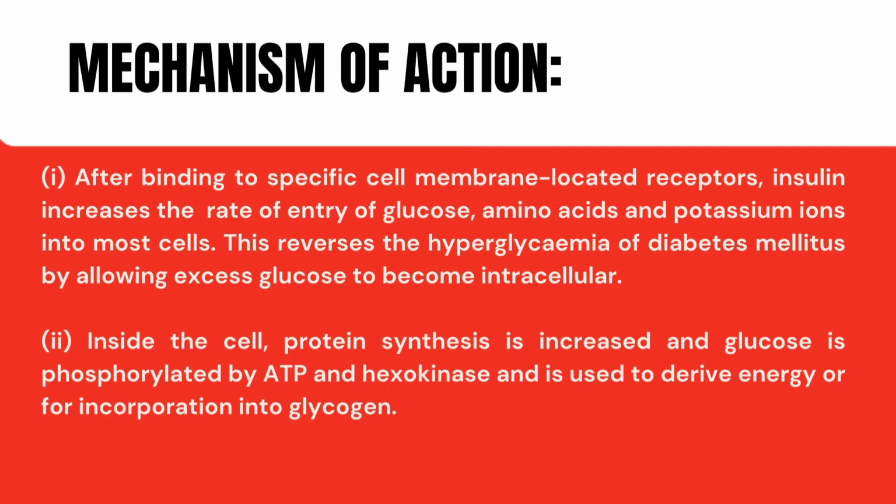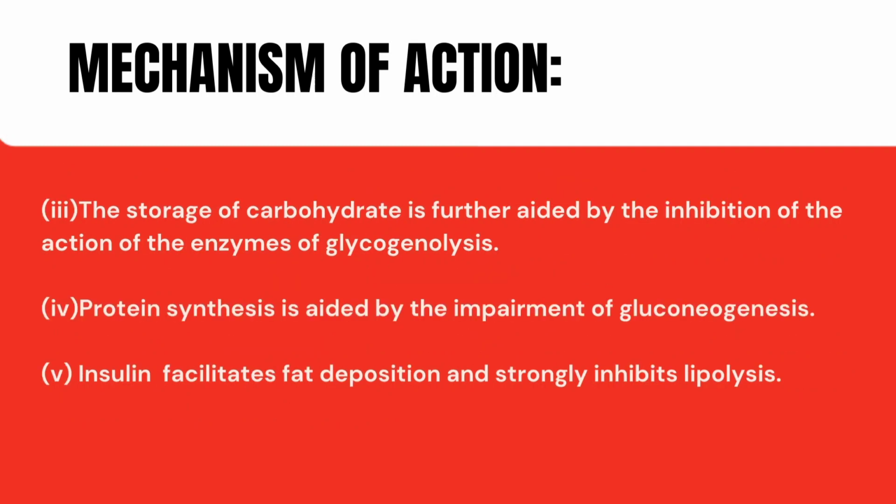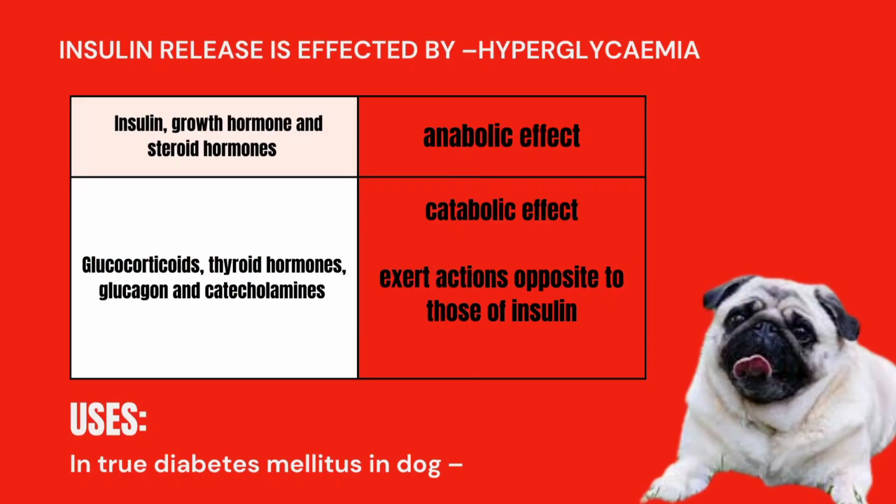protein synthesis is increased and glucose is phosphorylated by ATP and hexokinase and is used to derive energy or for incorporation into glycogen. The storage of carbohydrate is further aided by the inhibition of the action of the enzymes of glycogenolysis. Protein synthesis is aided by the impairment of gluconeogenesis, and insulin facilitates fat deposition and strongly inhibits lipolysis.